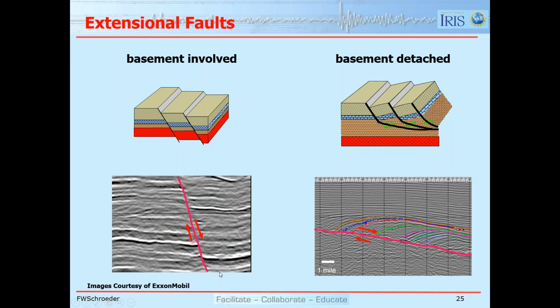We can contrast that with extensional faults where the faults sole out within the sediment column or are detached from basement. Again, basement is the red. This is an example from Texas. I think it's onshore, but it could be offshore. This is called the Vicksburg flexure.